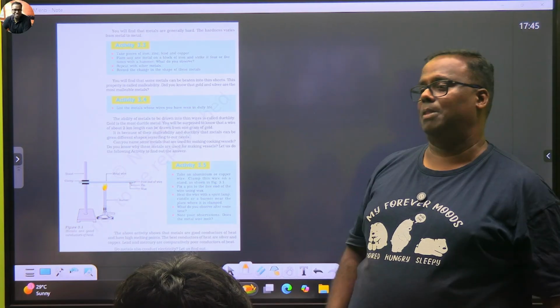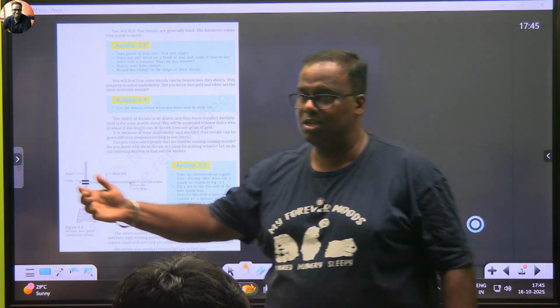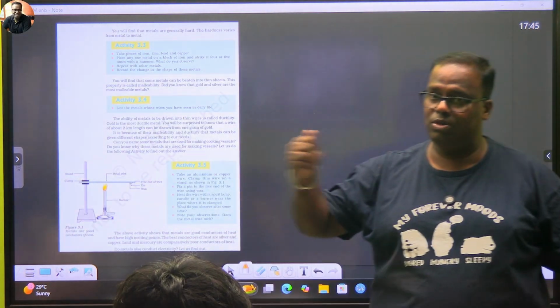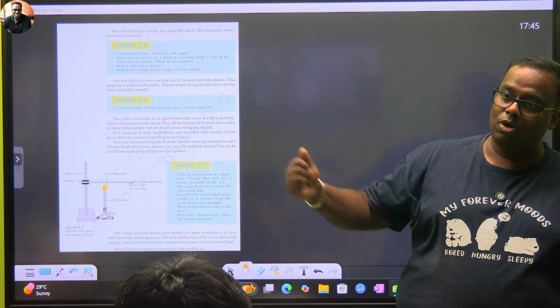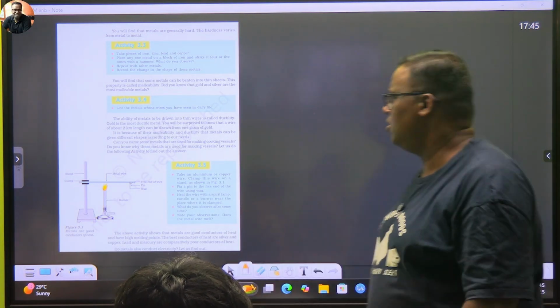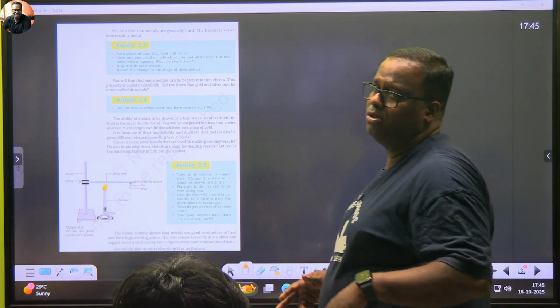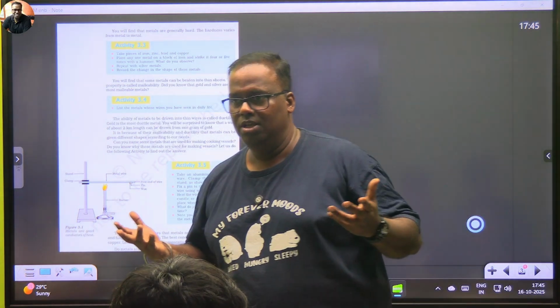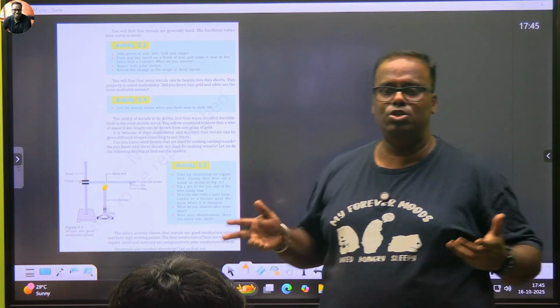Metals have that. The point is that the metal should have the property that however much you draw it, it lets you draw it. Understood? Okay. Our next thing is thermal conductivity. Thermal conductivity is the property by which you conduct heat.